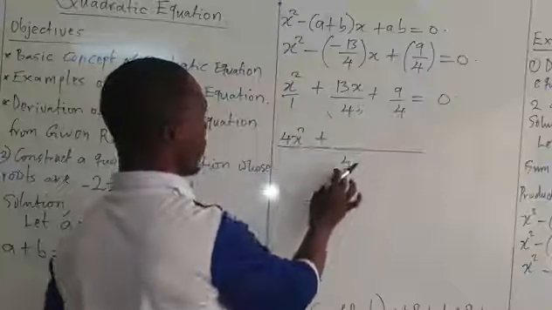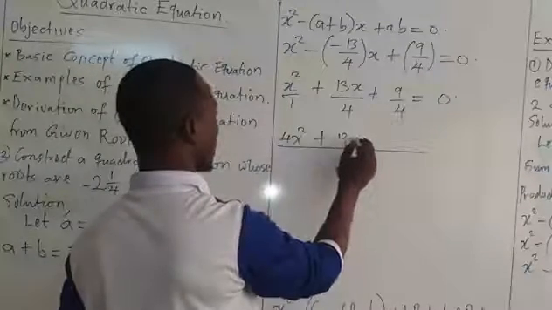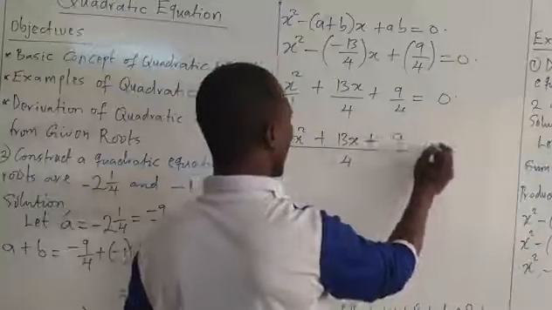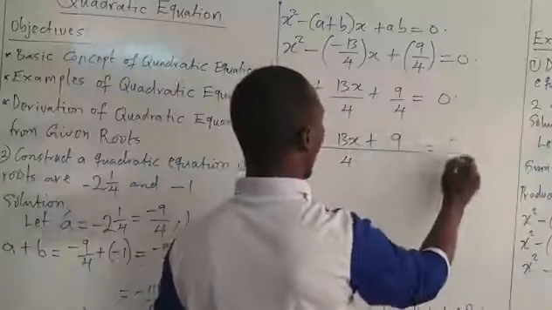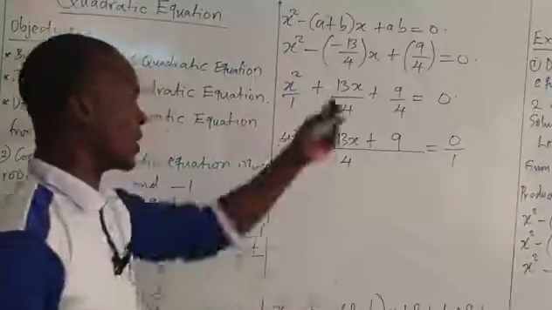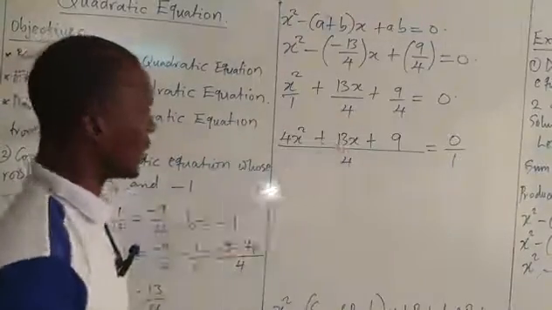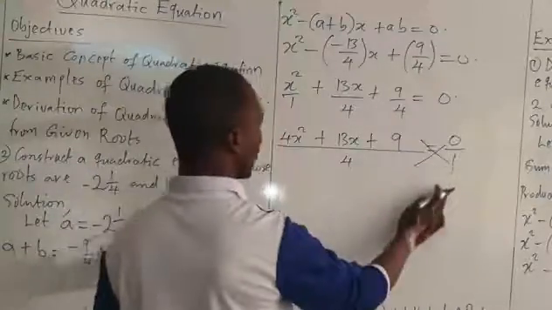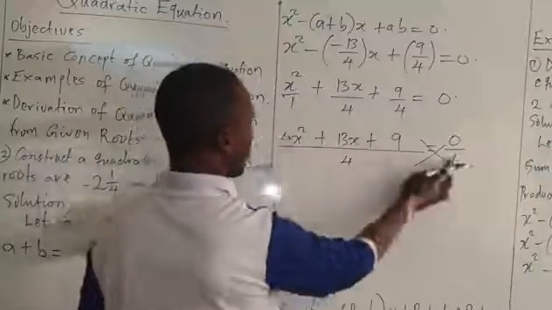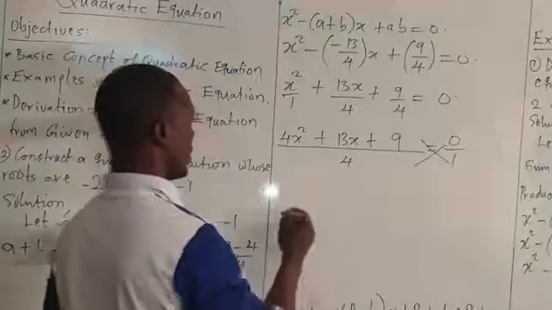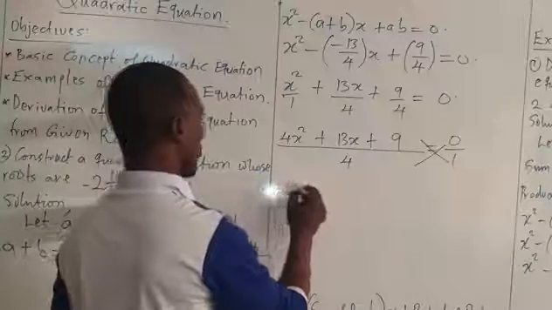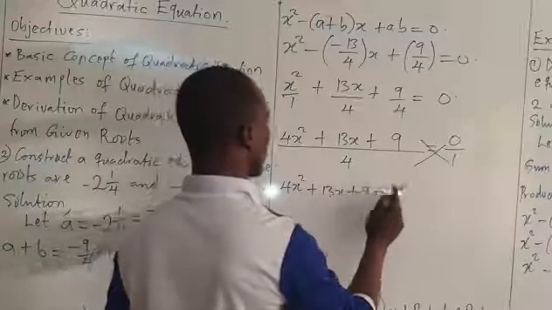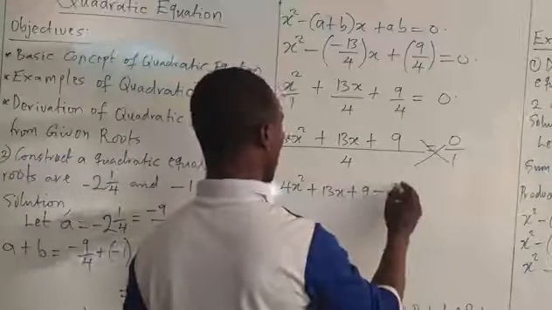Plus 4 in 4, 1. 1 times 13x, 13x plus 4 in 4, 1. 1 times 9, 9 equals to 0 over 1. The 0 over 1 is still 0. That's why we have it as 0 over 1. Then you now cross multiply. So if you cross multiply, all the numerator here will multiply 1, it will still be the same thing. So 4x squared plus 13x plus 9 equals to 4 multiplied by 0 is 0.